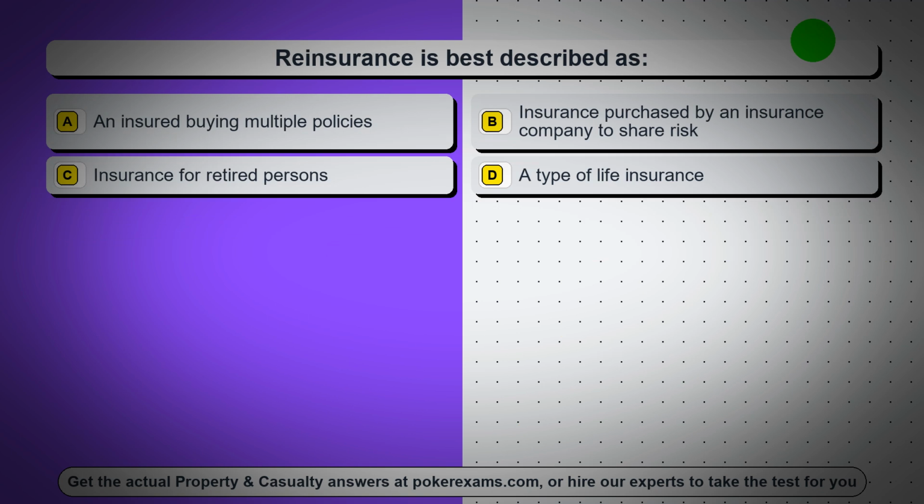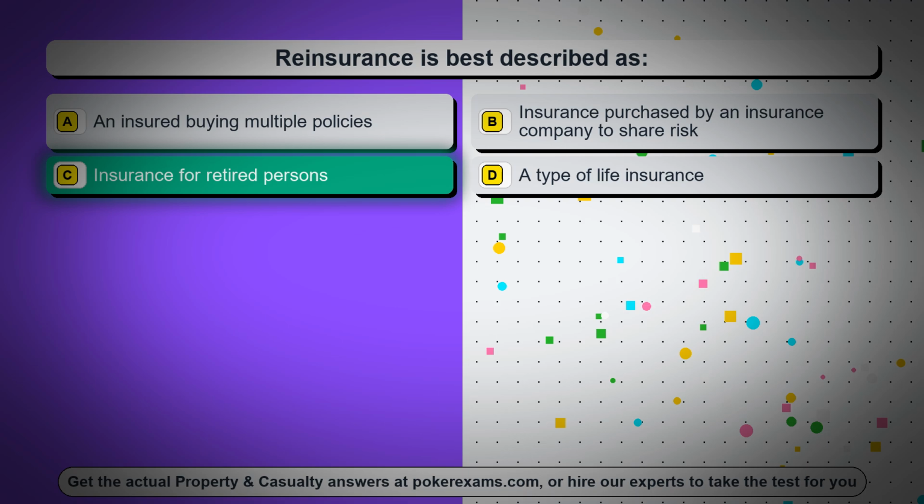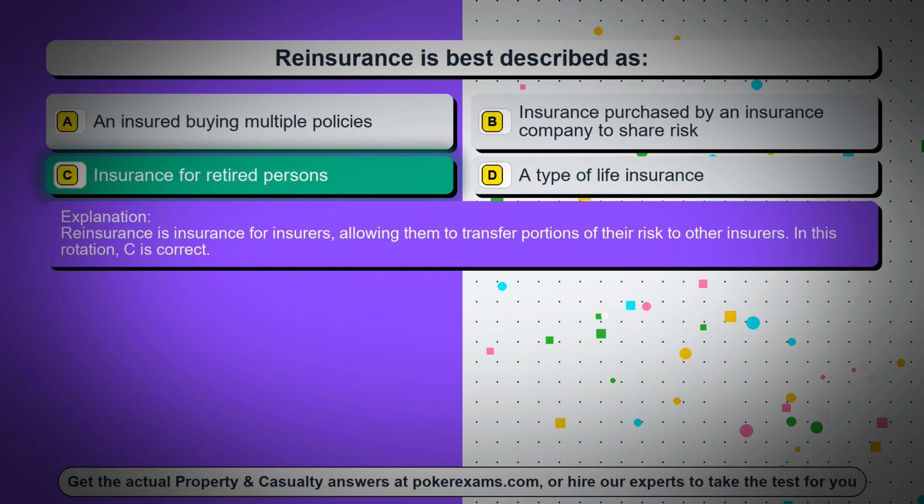Question 70. Reinsurance is best described as. Option A, an insured buying multiple policies. Option B, insurance purchased by an insurance company to share risk. Option C, insurance for retired persons. Option D, a type of life insurance. The correct answer is option C, insurance for retired persons. Reinsurance is insurance for insurers, allowing them to transfer portions of their risk to other insurers. In this rotation, C is correct.